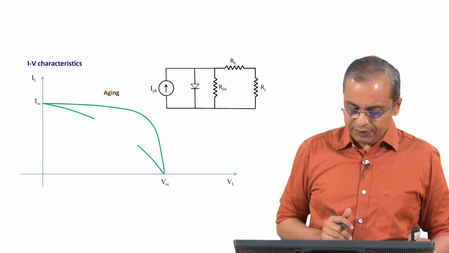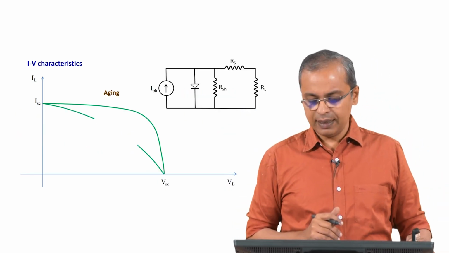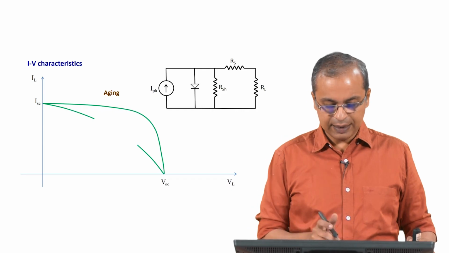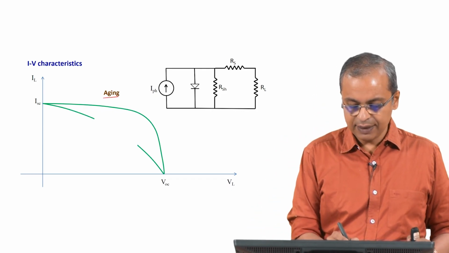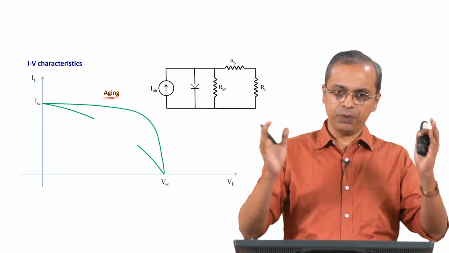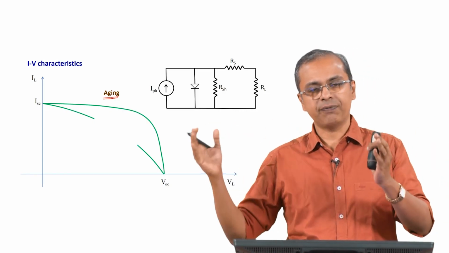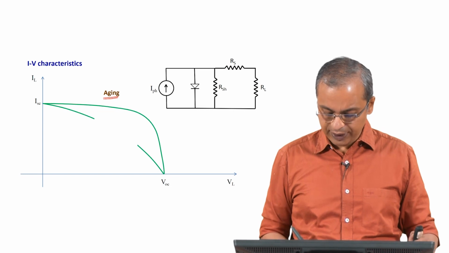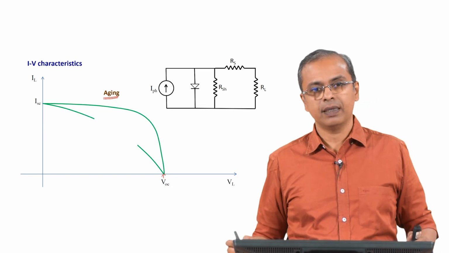So, I would just like to finish off with a couple of comments here. One has to do with aging. You put a solar panel out there, and again you look at the open circuit. When it is brand new, it will have some open circuit voltage; after many years of operation it will have some open circuit voltage, and you will find that that does not change much.